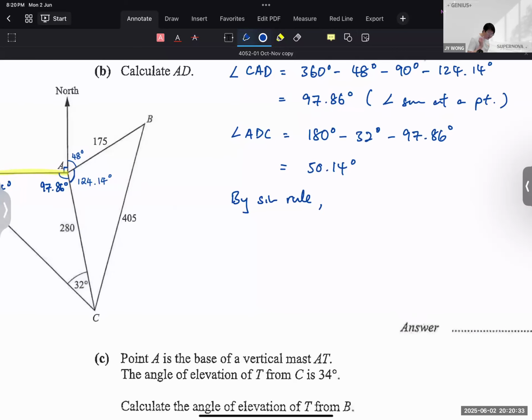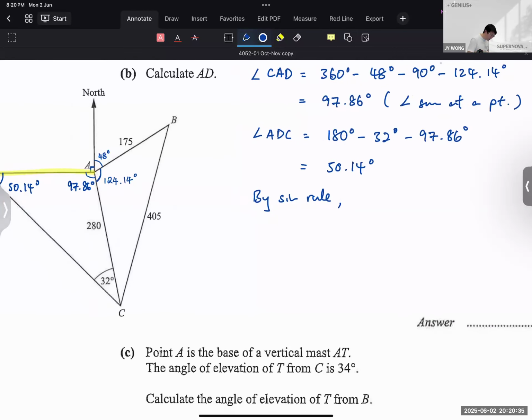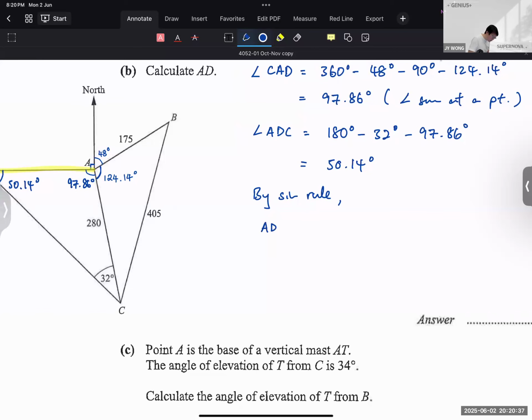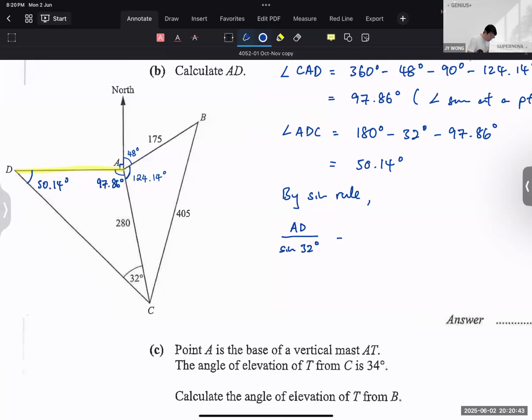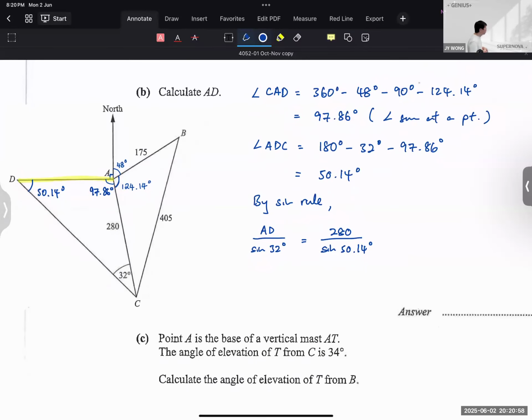Okay, so please, you want to find length, you put AD on top. AD corresponds to which sine? Sine 32 degrees, right? Then your AC, which is 280, corresponds to which? Sine 50.14 degrees. So that is your application of sine rule.